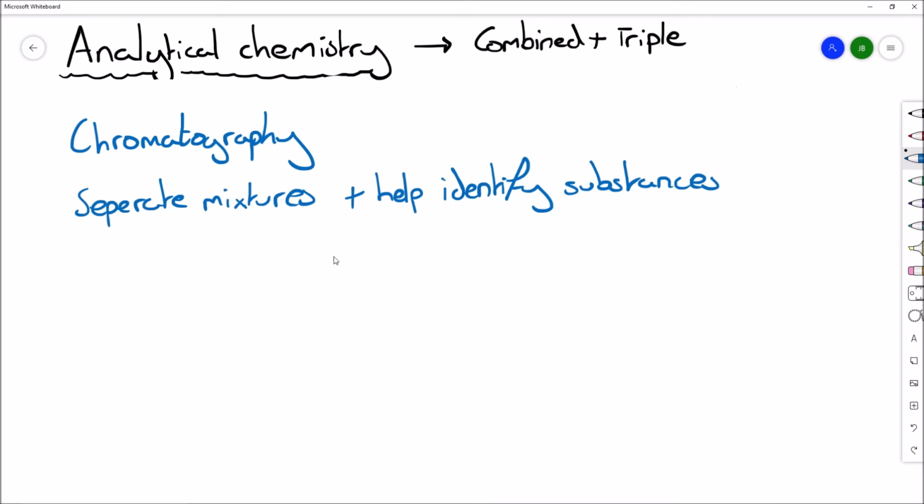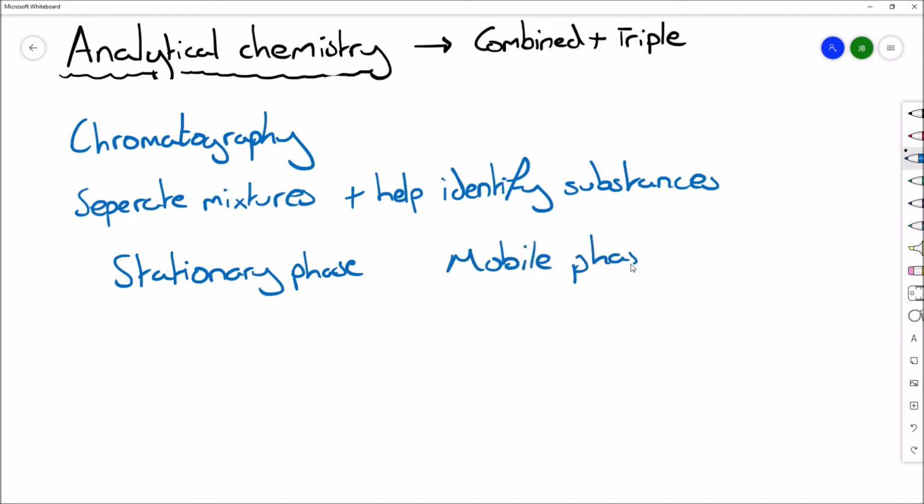Now, you need to understand two bits of terminology. We have stationary phase and we have mobile phase. Now, this sounds complex, but in actual fact, it's quite straightforward. So the stationary phase is the solid part. It's a solid part. And the mobile phase is the liquid.